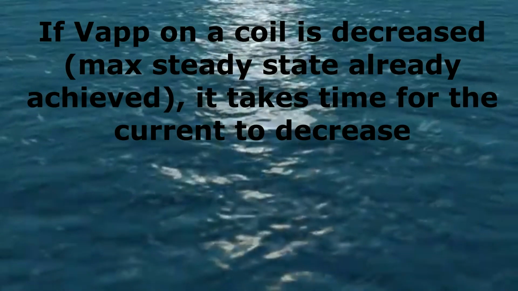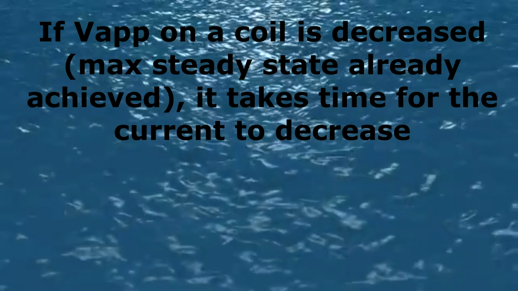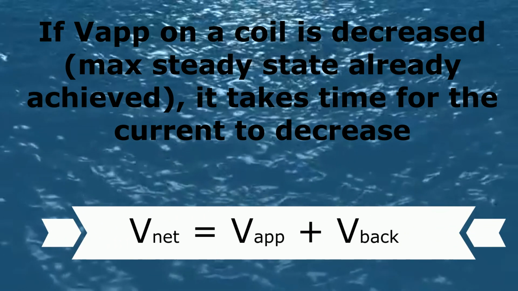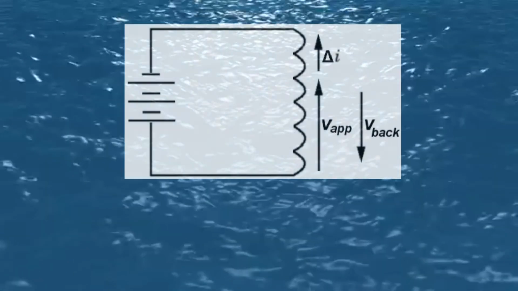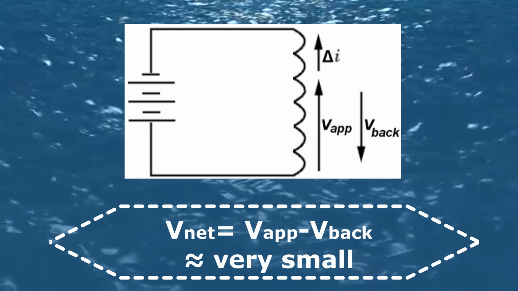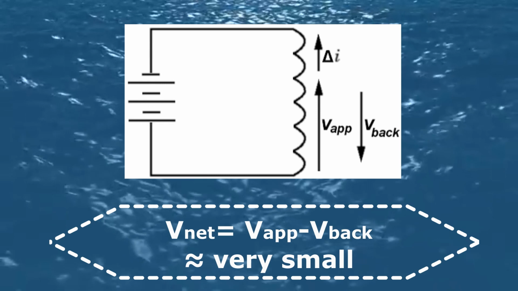If instead you decrease the applied voltage on a coil that is already at a maximum state current, then for similar reasons, it takes time for the current to decrease. Just use the same Lenz's law argument but now for decreasing current and fields. And now, because of the large number of turns in a typical transformer, the back EMF will be almost as large as the applied voltage. So the net voltage across the primary coil will be very small. Hence, this is one of the main issues faced by transformers in our national grid network.